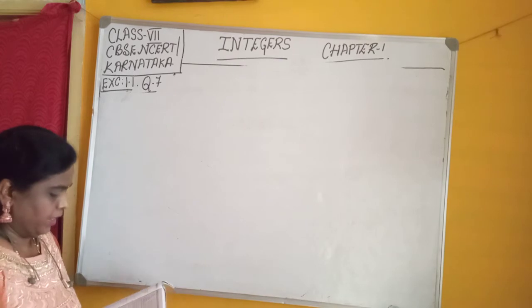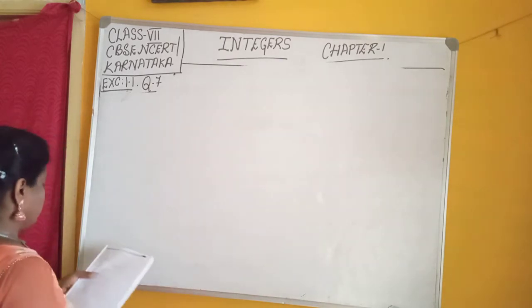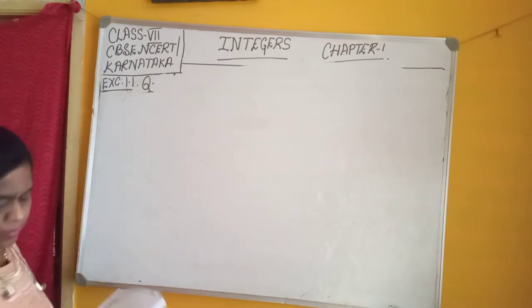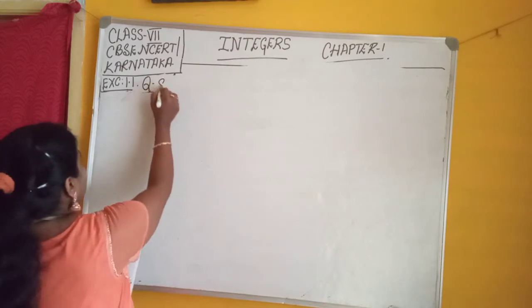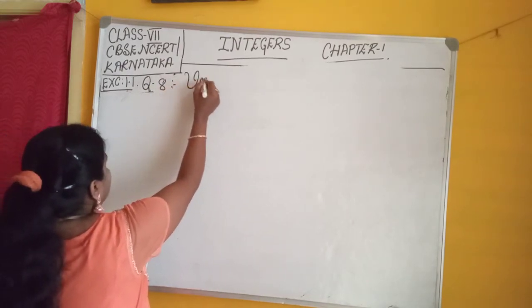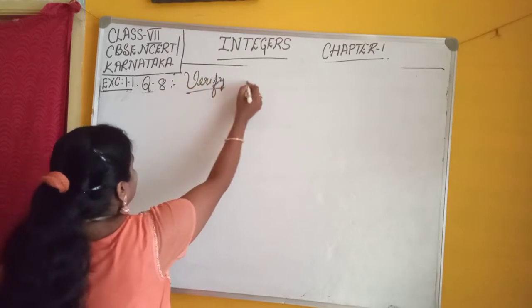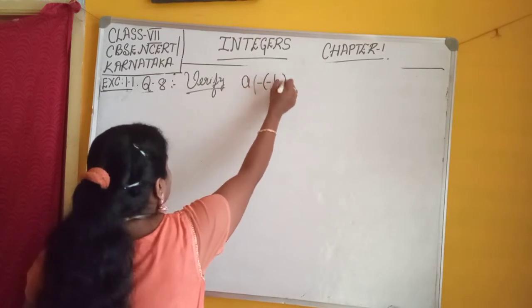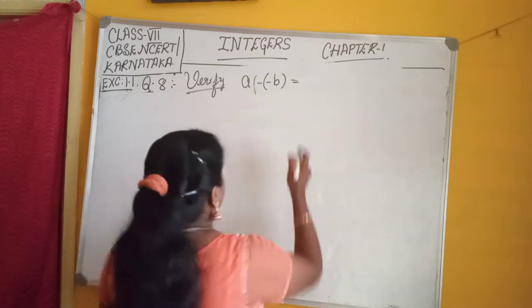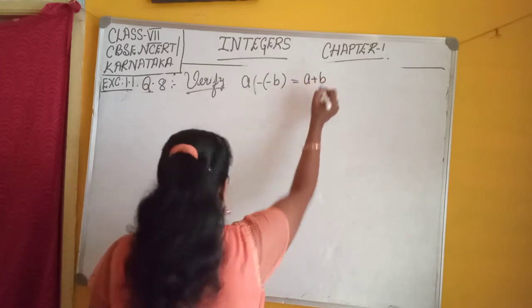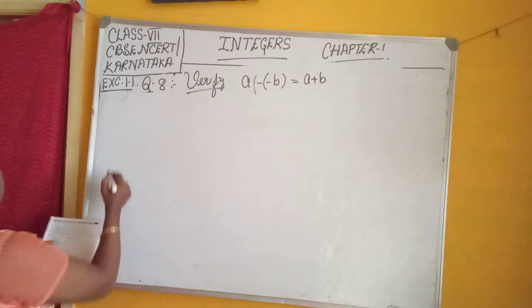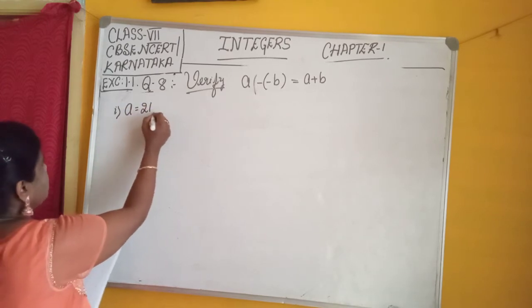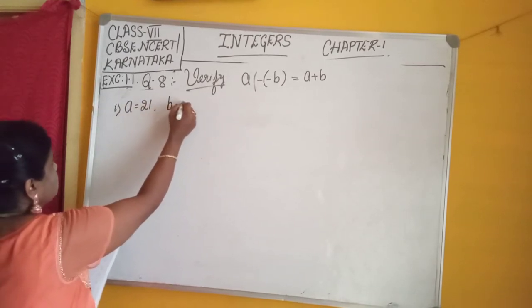Next one, question number 8. Verify A minus of minus B is equal to A plus B for the following. First one, A is equal to 21 and B is equal to 18.